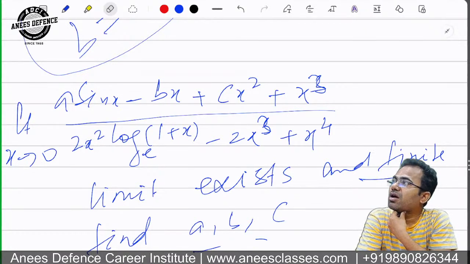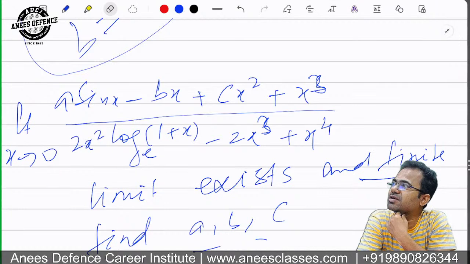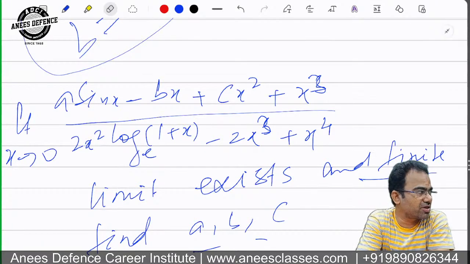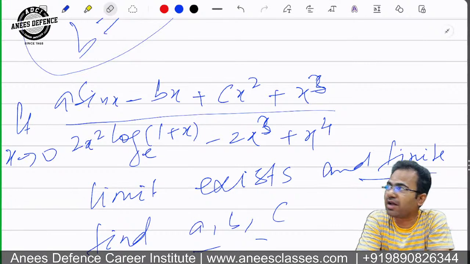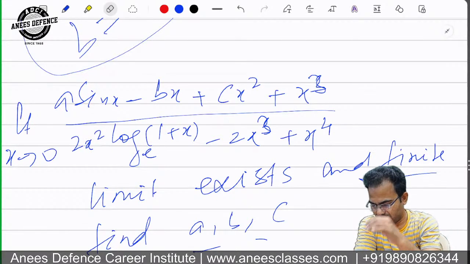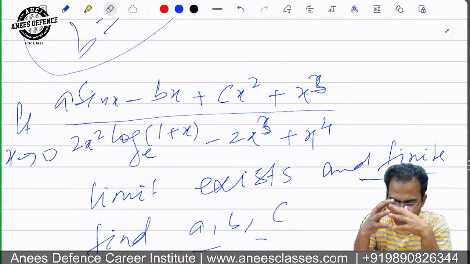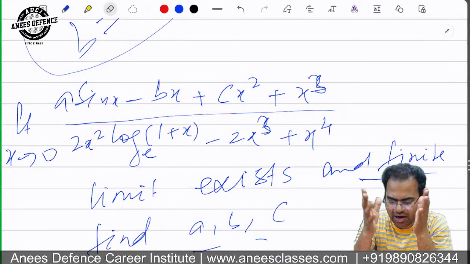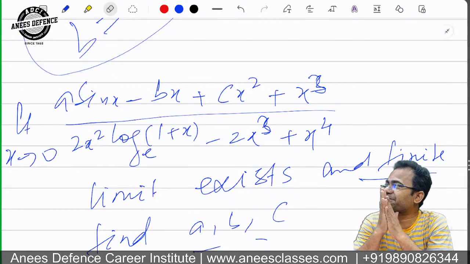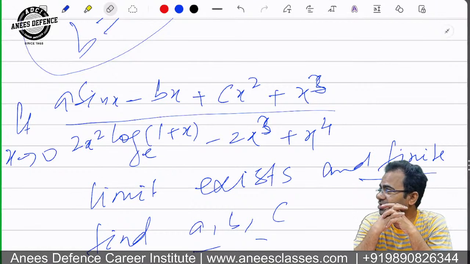Yes. You have to put the series for sin x and log 1 plus x. Then you will compare constants such that the limit will exist and be finite. You have to put the series for sin x and the series for log 1 plus x. If you do it by L'Hopital law, it will be a little bit difficult. So you should try with series, okay?